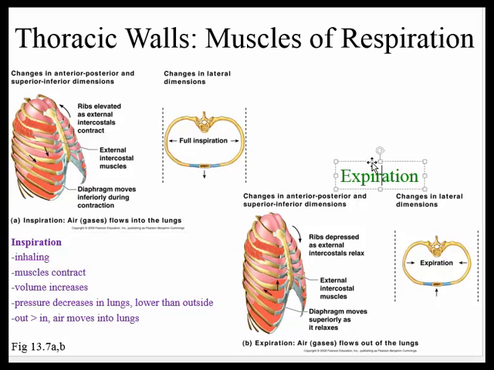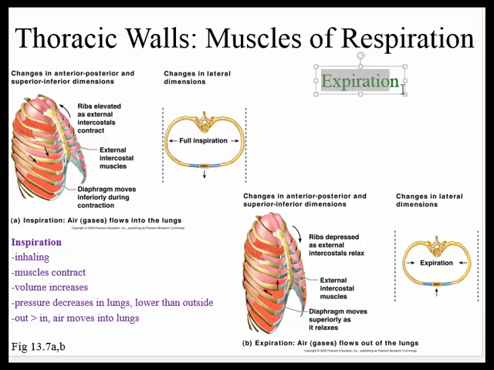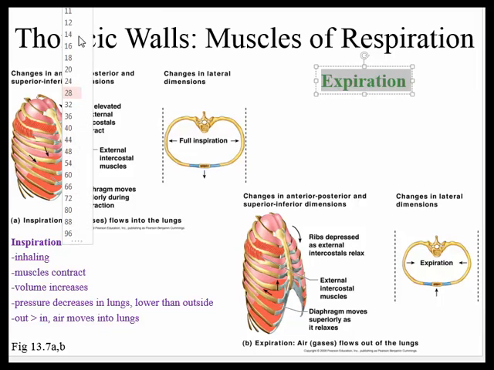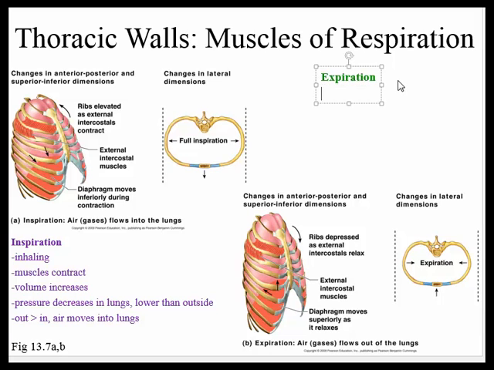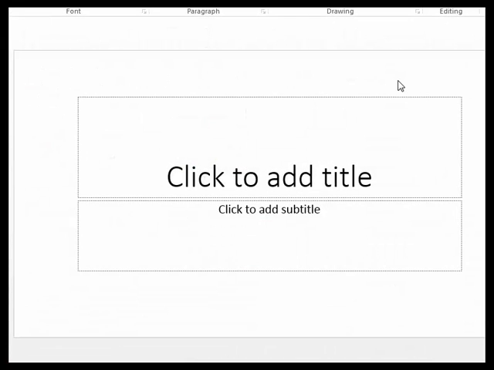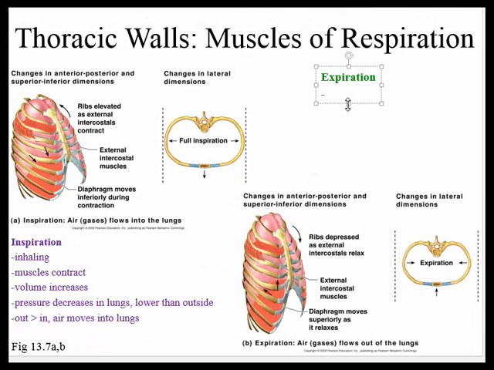On the other hand, with expiration, we're going to see just the opposite. So with expiration, this is basically your exhaling. The respiratory muscles, your diaphragm, your external intercostal muscles, are going to relax rather than contract. And what we're also going to see when you exhale is that the volume in your lungs is going to decrease. So if you think about the volume decreasing in your lungs, what's that going to do to pressure?